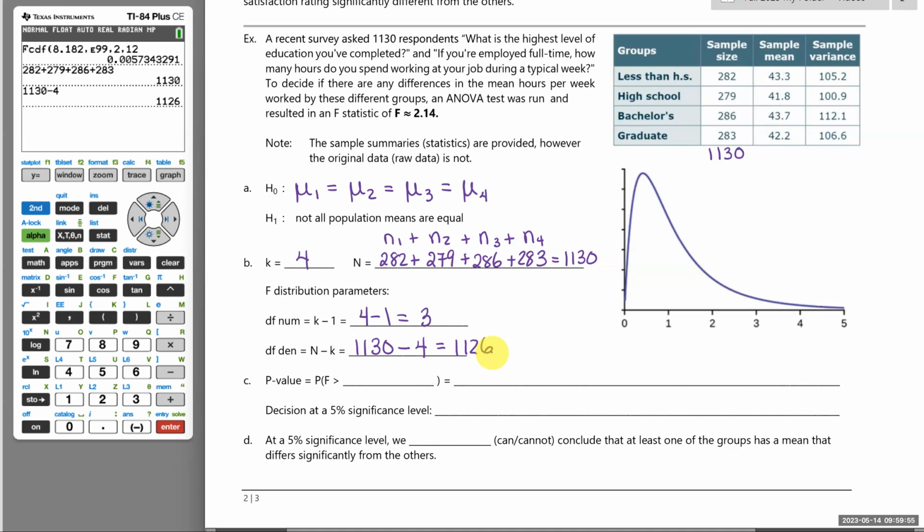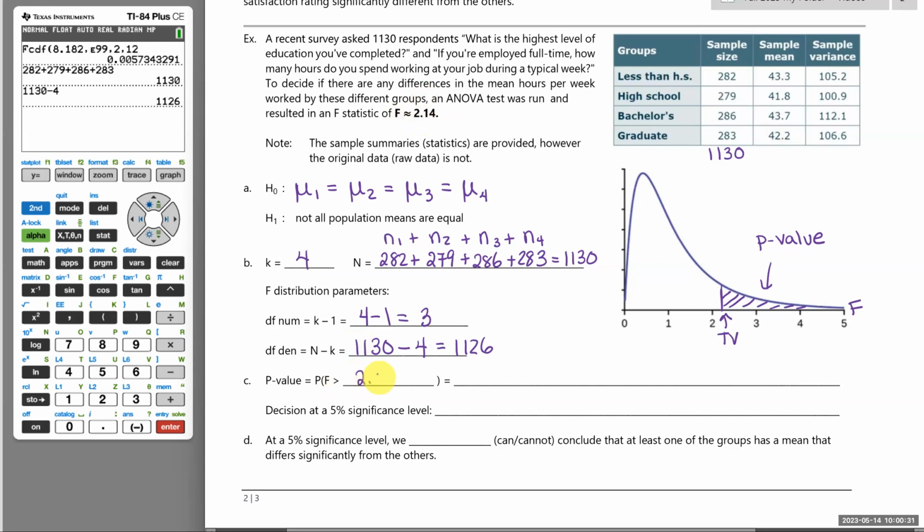And then our p-value. Before I find the p-value, I'm just going to draw this graph. Our test value or test statistic, 2.14. This doesn't have to be perfect. So that's our test value. Looking at our F distribution, because ANOVA is a right tail test, the p-value is the area to the right of the test value. And that's what we're going to find now. So the p-value is the probability of F being greater than 2.14.